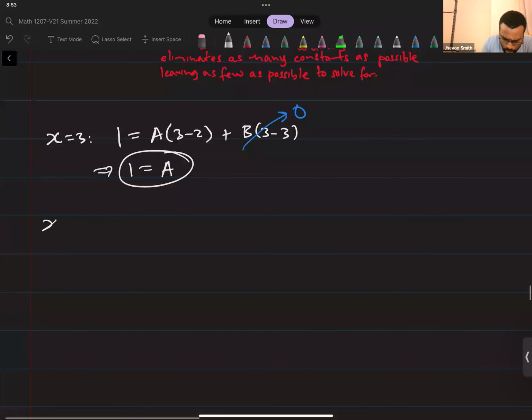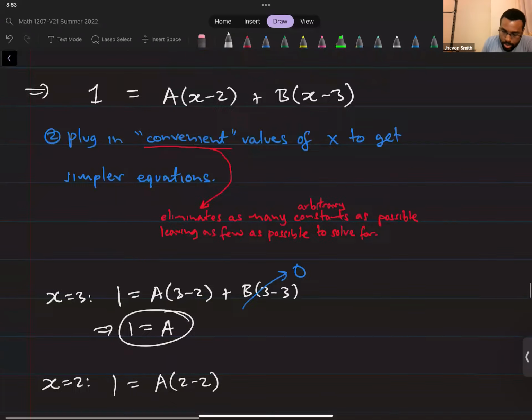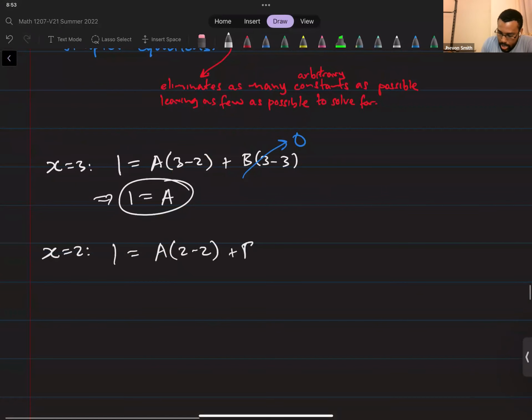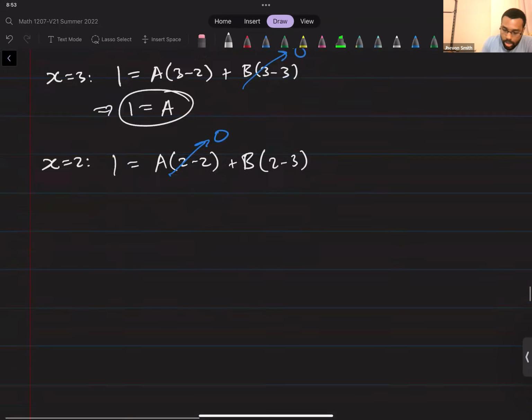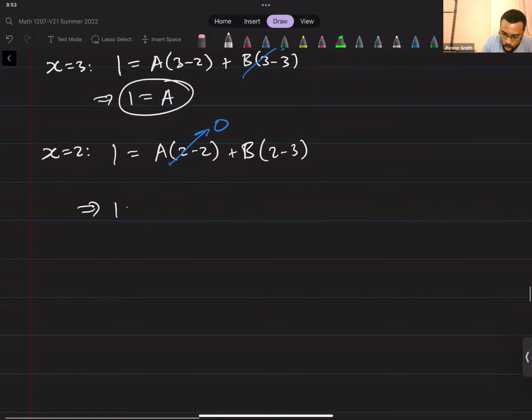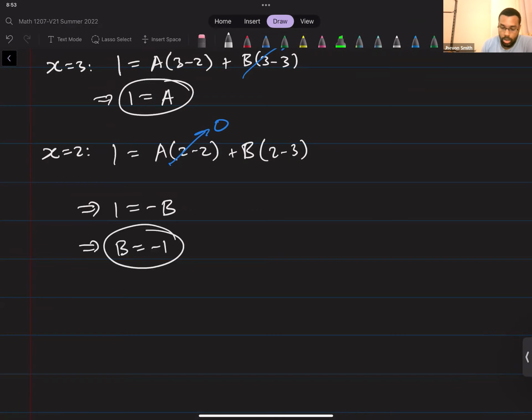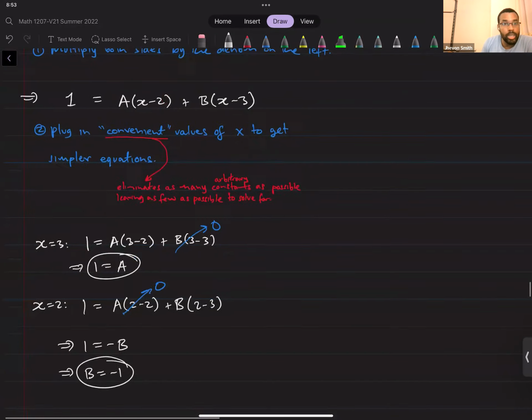So if I plug in x equals 2, I would end up with 1 equals a times 2 minus 2 plus b times 2 minus 3. That guy is going to be 0. And so what I would end up with is 1 is equal to minus b, or in other words, b is equal to minus 1. So now I have found the constants.